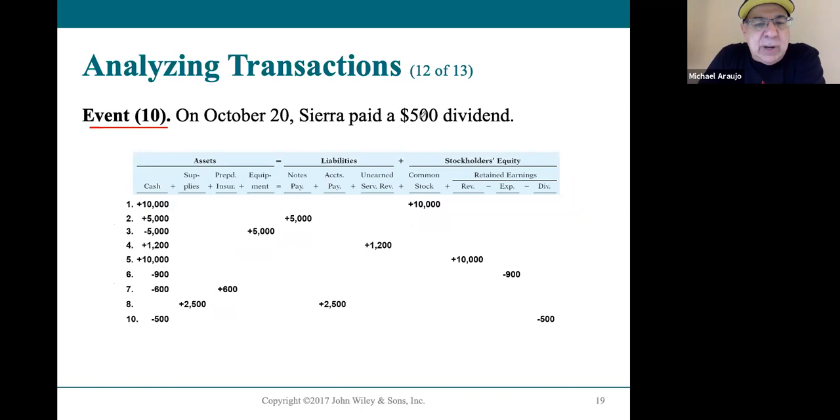Event number 10 here, we paid a dividend. Dividends are usually paid in cash. So when we pay a dividend, we have less cash. And dividends take away from retained earnings. So in essence, we have less retained earnings. So who would like to talk to me like an accountant on this one? Again, I'm hoping for new and exciting voices that come on board.